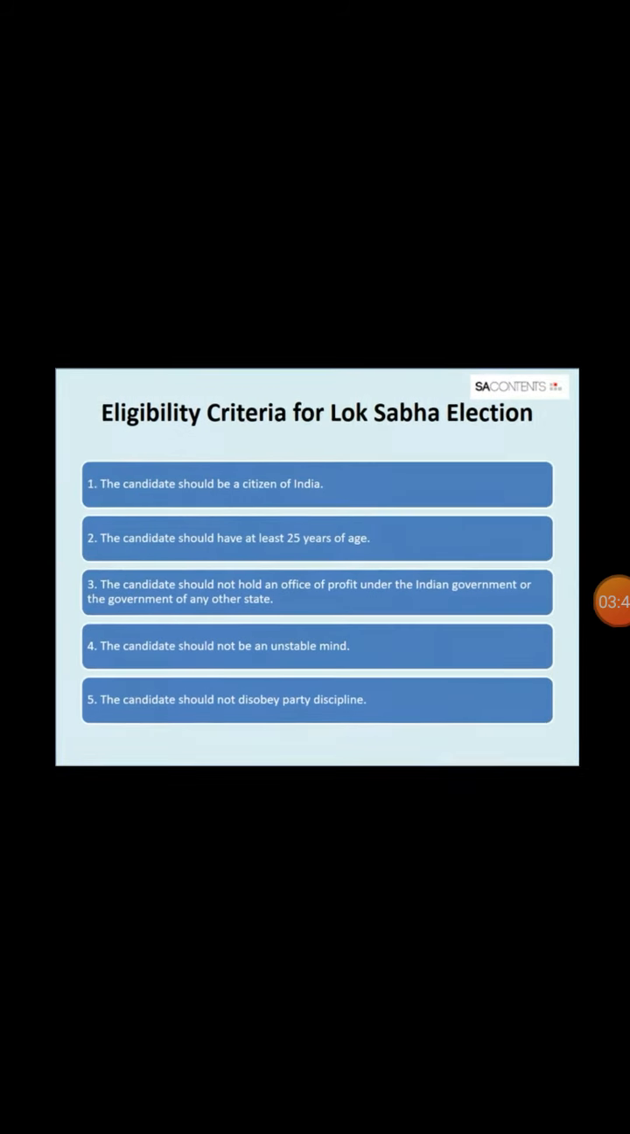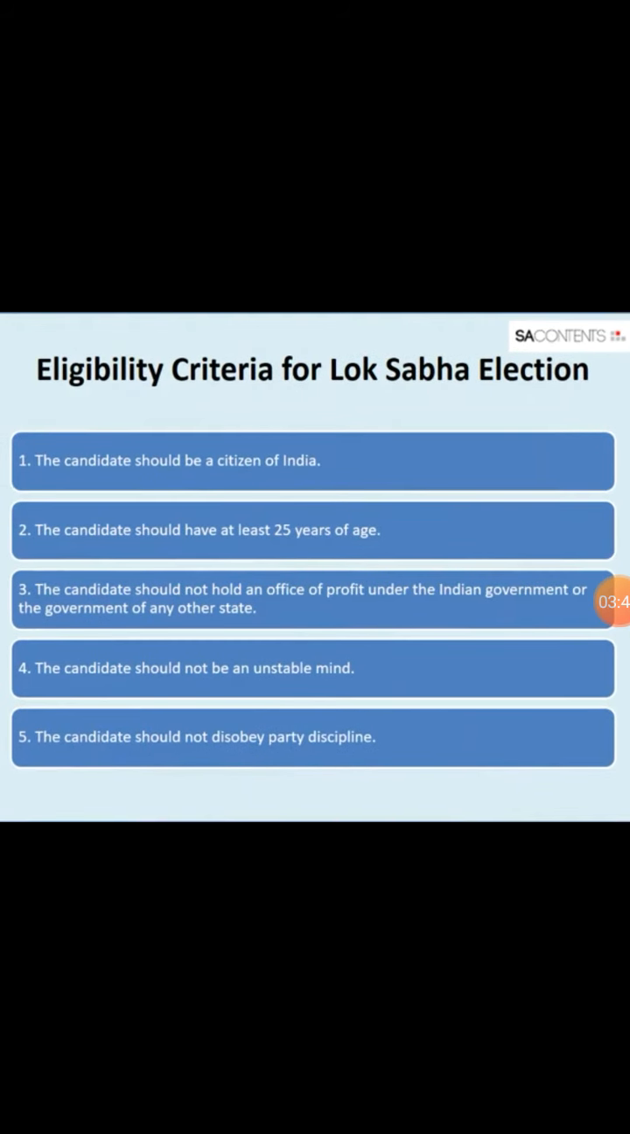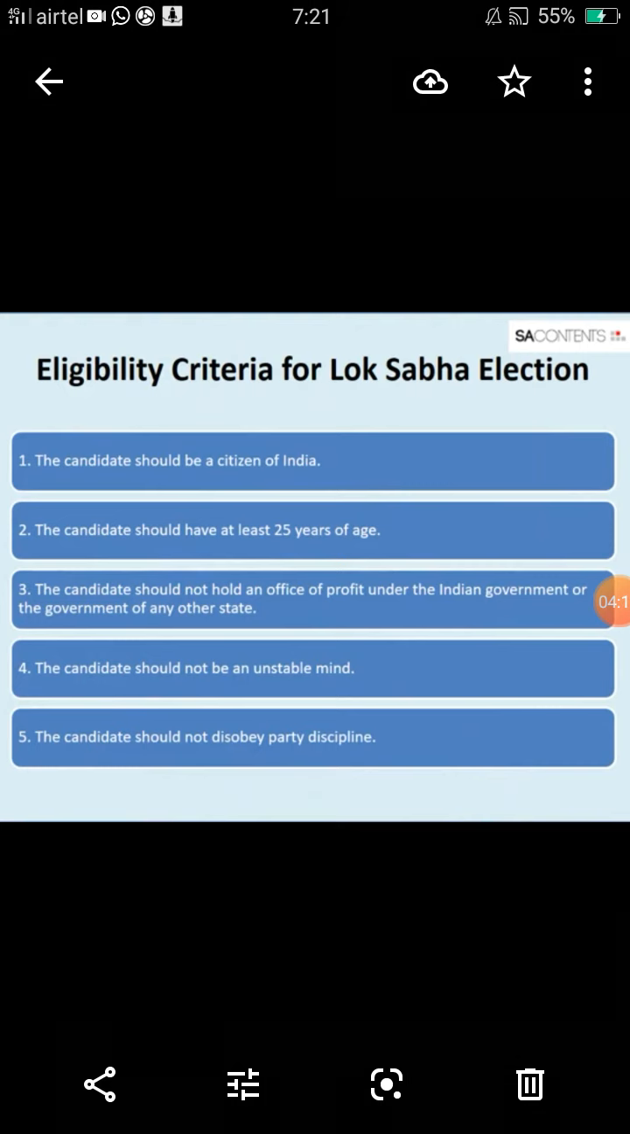Now let's see what the eligibility criteria for Lok Sabha election are, means who can be the members of Lok Sabha. Number 1, the candidate should be a citizen of India. Second, the candidate should be at least 25 years of age. Third, the candidate should not hold an office of profit under the Indian government or the government of any other state. It means that he should not be in any job.